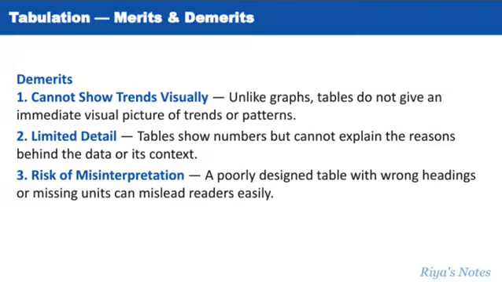Tabulation. Merits and demerits. Demerits. 1. Cannot show trends visually. Unlike graphs, tables do not give an immediate visual picture of trends or patterns. 2. Limited detail. Tables show numbers but cannot explain the reasons behind the data or its context. 3. Risk of misinterpretation. A poorly designed table with wrong headings or missing units can mislead readers easily.